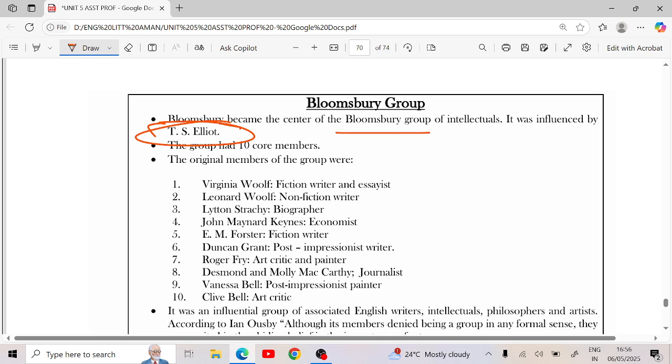Bloomsbury Group is influenced by, and there will be 4 options: Virginia Woolf, T.S. Eliot, Ezra Pound. So what is the correct answer? The correct answer is T.S. Eliot. Okay, so we are good to go to the next point, that is how many members are there?